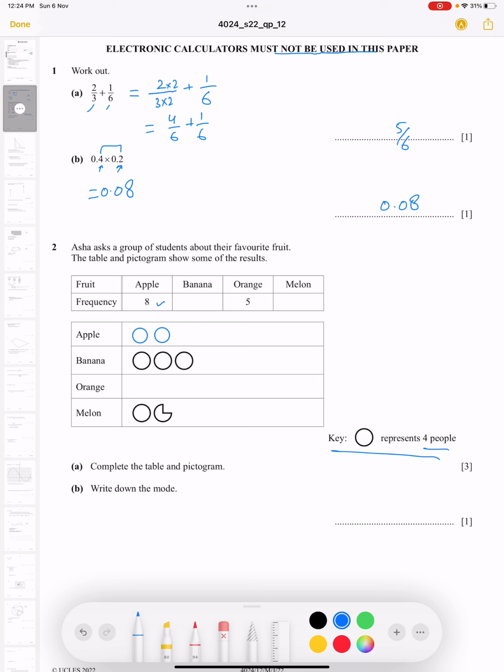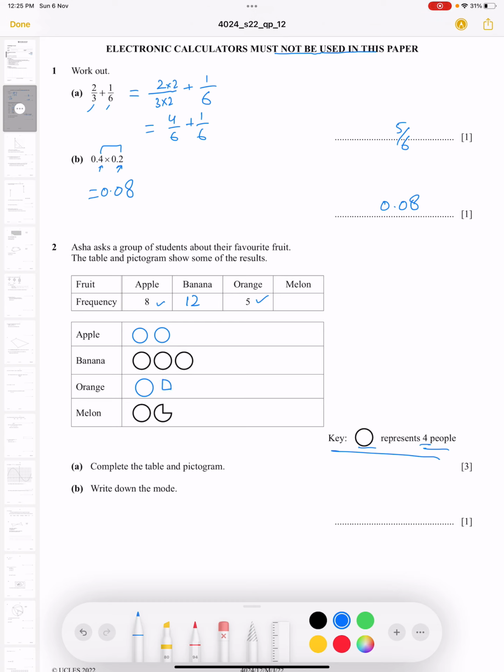Fine. Now, as banana, there are three full circles and 1 circle is representing 4 people. So the frequency for banana will be 12. Right? Similarly, orange, from the frequency table, its frequency is 5. 5 means 1 full circle, which will be 4, and 1 quarter circle. That can be like this, quarter circle. Fine. Because a full circle represents 4 people, so 1 quarter circle will represent 1 person. Okay. Let's make it a little bit neater.